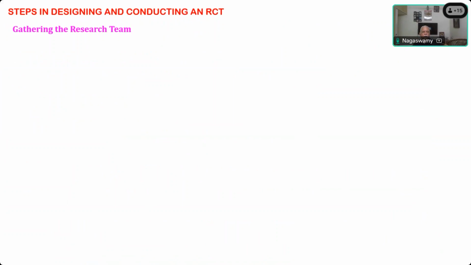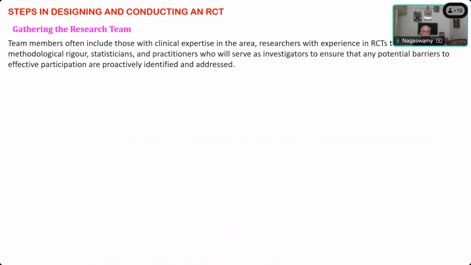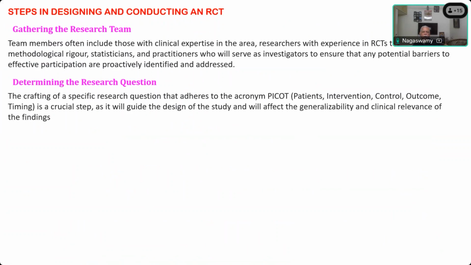So the steps you have to follow in designing and conducting the RCT begin with gathering the research team. The team members often include those with clinical expertise or experience in RCT method, statisticians, and practitioners. All these are needed. Then determine the research question, using the acronym PICOT: Patient, Intervention, Control, Outcome and Timing, which is a crucial step that will guide the design of the study.